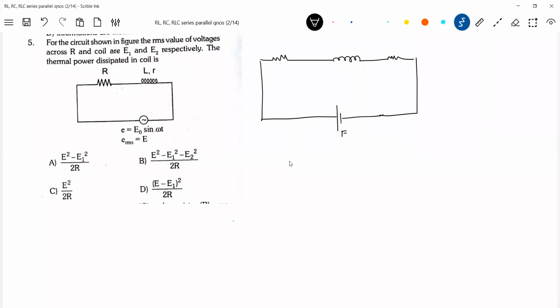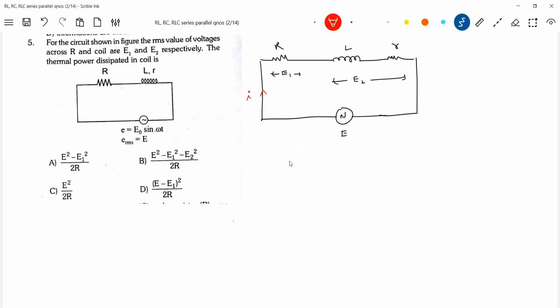The RMS value is what? It is E. In short, I'm writing that one. This is the AC source. This is capital R, and L, smaller. This is an LR circuit. This total is E, and across the coil is E2, the RMS value. And this is E1. So let there be current I flowing. It's I RMS. Whenever I say current, it's I RMS only.